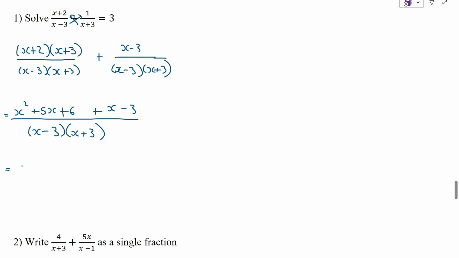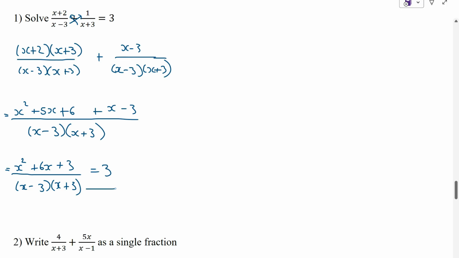Okay, let's simplify the numerator. x squared stays the same, plus 5x plus x is plus 6x, plus 6 plus minus 3 is 6 minus 3, which is plus 3. Watch out for the signs. All over x minus 3, x plus 3. Okay, and this equals 3.